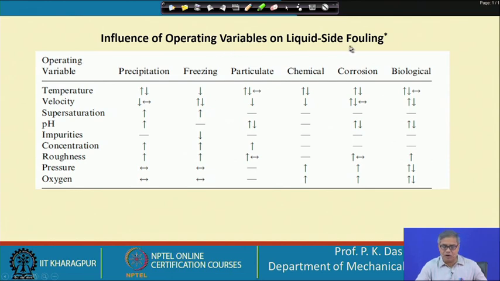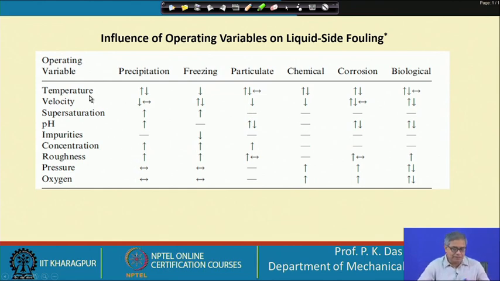Influence of operating variables on liquid side fouling. Here we have used some symbols. An arrowhead in the upward direction means it increases. An arrowhead in the downward direction means it decreases. An arrowhead in both directions means it may increase or it may decrease, depending on other conditions. And when there is no arrowhead, not much information is available; we do not know what will happen.